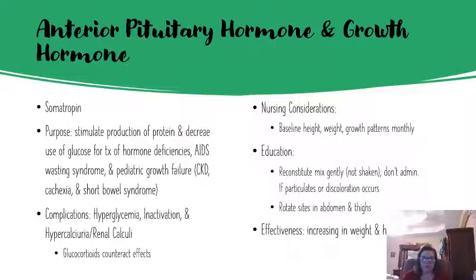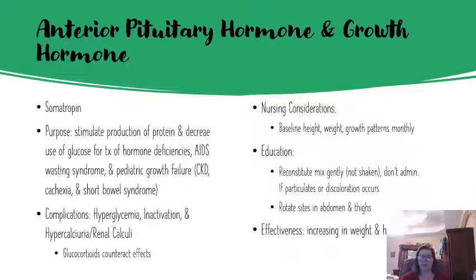All right, now moving on from thyroid issues, now we are on anterior pituitary hormone and growth hormones. So the main one I want us to focus on is somatropin. The purpose is to stimulate production of protein and decrease the use of glucose for treatment of hormone deficiencies, AIDS wasting syndrome, and pediatric growth failure. Okay, so AIDS wasting syndrome are going to be clients that have AIDS.